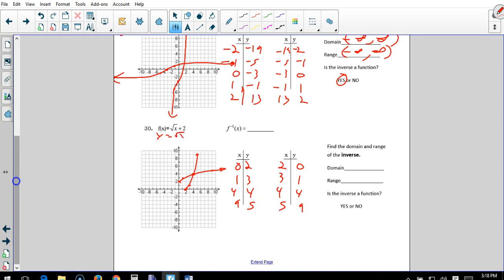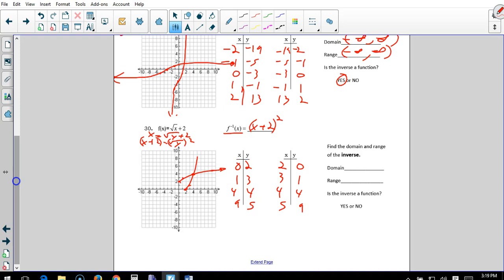y equals square root of x plus 2. For room space, I'm just going to jump right to the switching. x equals square root of y plus 2. x plus 2 equals square root of y. Then we square both sides and get y, or the inverse function here, same thing, is equal to x plus 2 squared. So that's our classic parabola, just shifted over 2 places to the left.